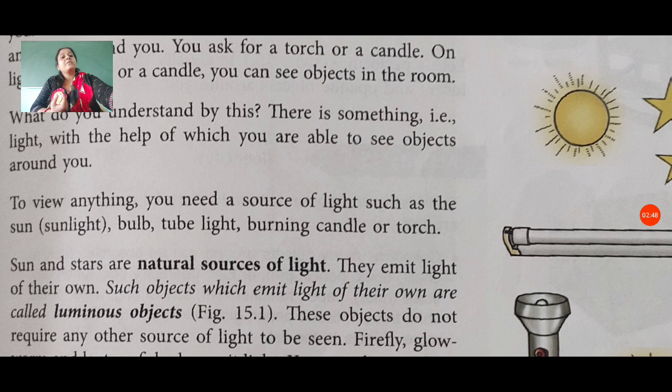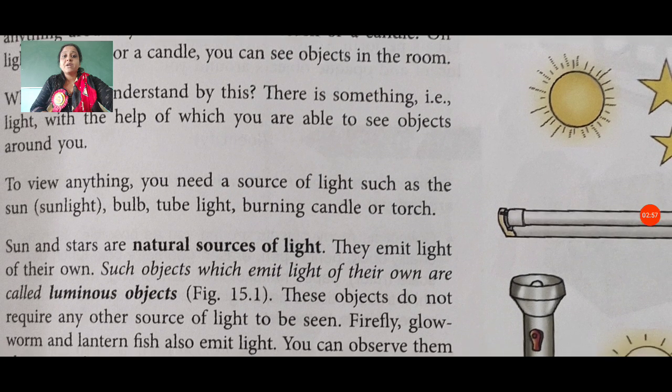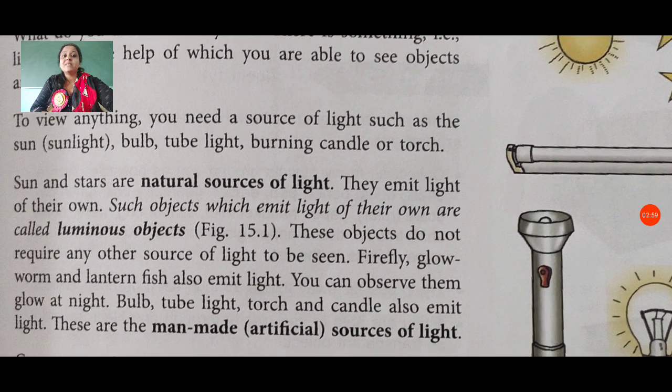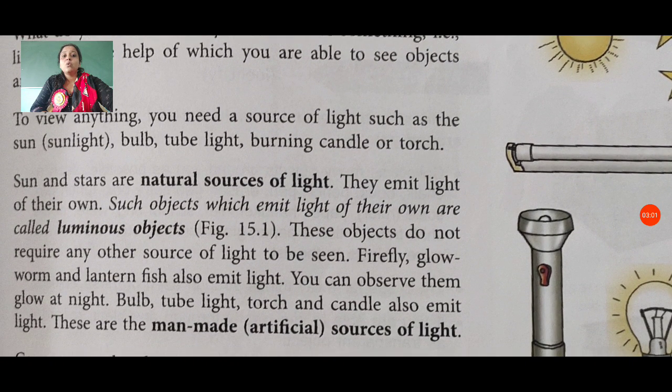But we also have some things that do not have their own light. Luminous objects do not require any other source of light to be seen. Firefly, glowworm and lanternfish also emit light of their own. You can observe them glow at night. Bulb, tube light, torch and candle also emit light. These are the main artificial sources of light.